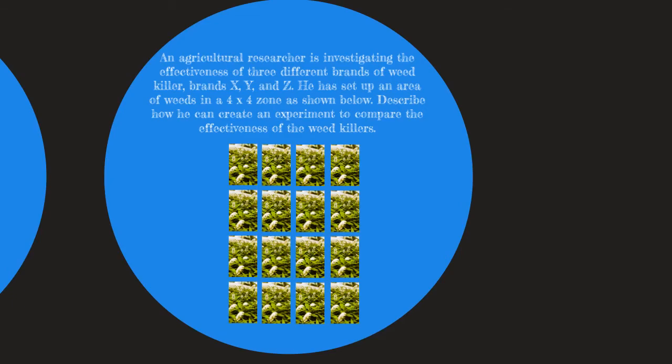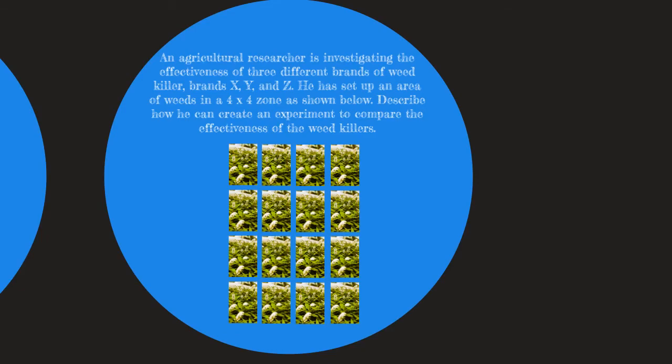So maybe the researcher could number the zones 1 through 16 and put those numbers in a hat, and then randomly pick out, let's say, 4 zones for brand X, where he uses just brand X of weed killer on those 4 zones. If he continues this, then he would have 4 for X, 4 for Y, 4 for Z, and then he would have 4 left over that could be used as a control group.